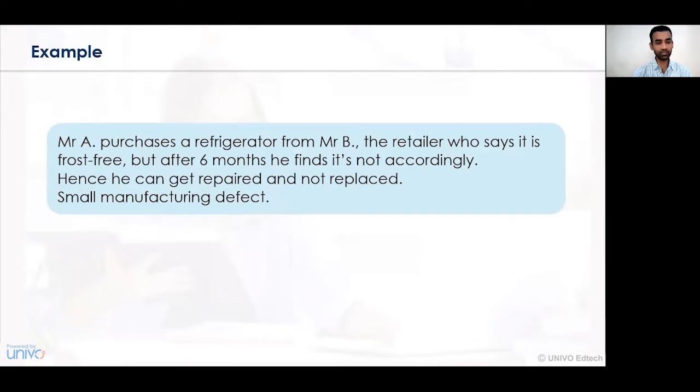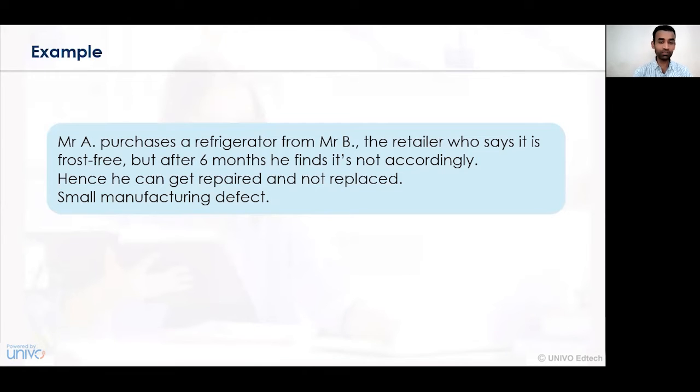Now let's take an example. Mr. A purchases a refrigerator for Mr. B. The retailer says that it is a frost-free refrigerator. But after the transaction, the customer uses the product for around 6 months, and after 6 months it is observed that the refrigerator is not frost-free, and accordingly there is a manufacturing defect. So what happened? Only the upper portion, that is the freezing or cooling portion, is changed, and accordingly the entire refrigerator is not replaced.